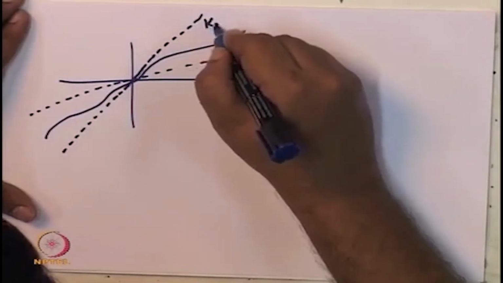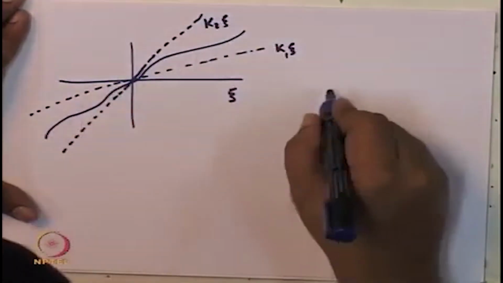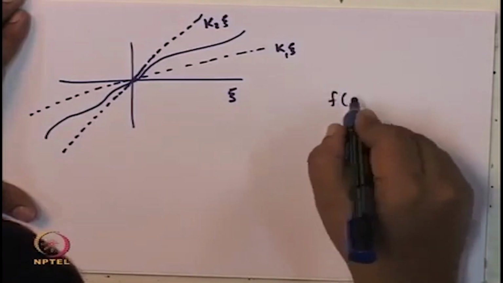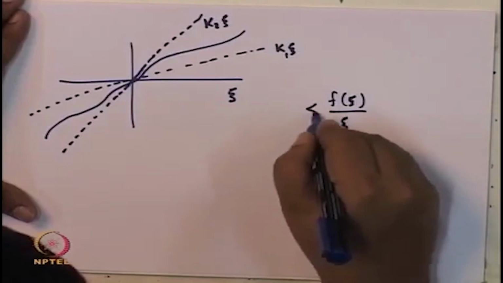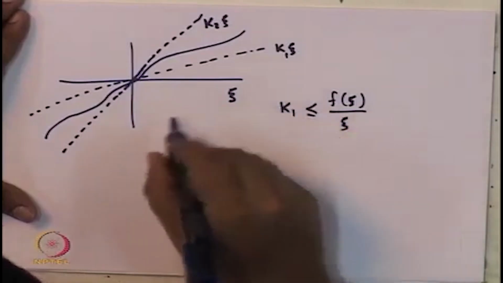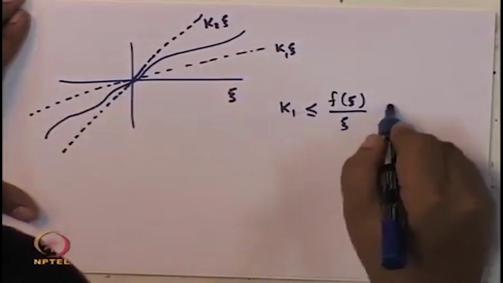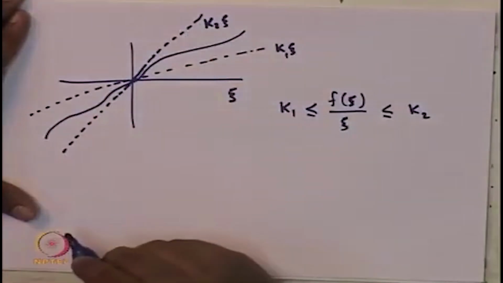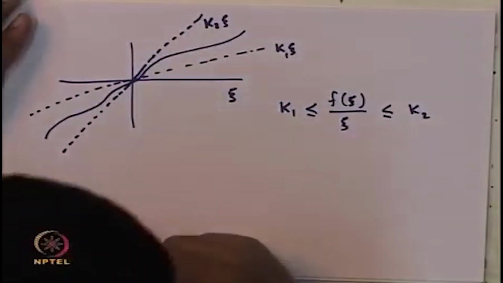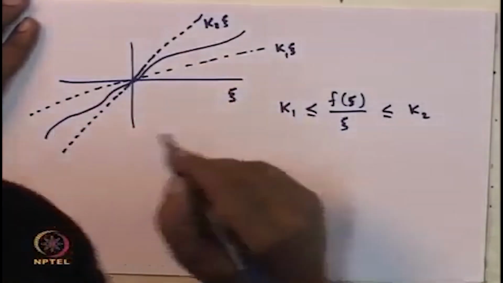So, this is k2 times xi, and so this particular nonlinearity, one could say, satisfies the characteristic that f(xi) by xi is greater than this particular slope k1 and is less than this other slope k2. Okay.